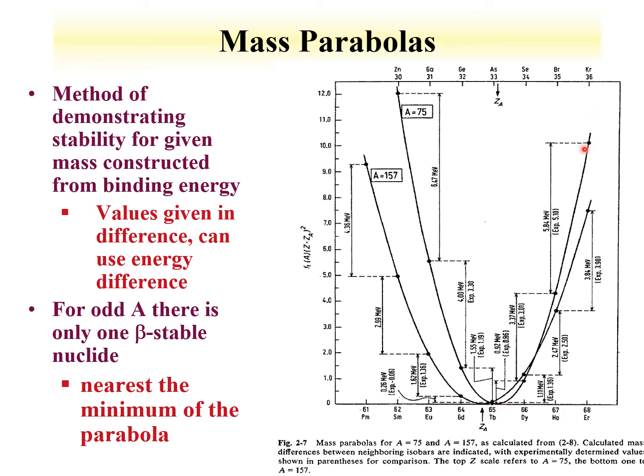If we go to the A of 157, we're looking at the lanthanides, we see similar trends. So what this shows is a way of plotting the energy from one isotope to another. It also clearly identifies those stable isotopes. Those are at the bottom of the mass parabola. And for odd A isotopes, there's only one beta stable. And for even A isotopes, sometimes there'll be multiple beta stable isotopes.